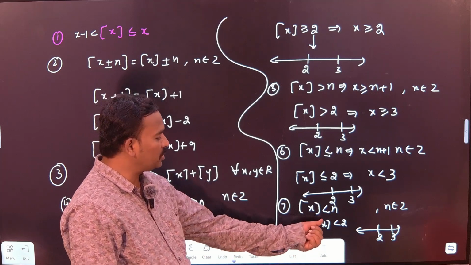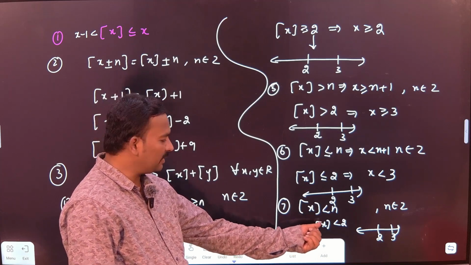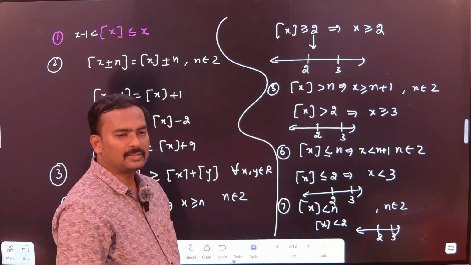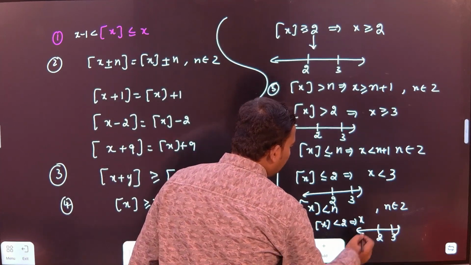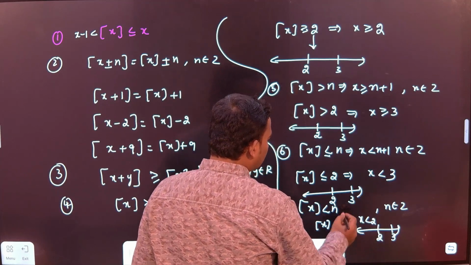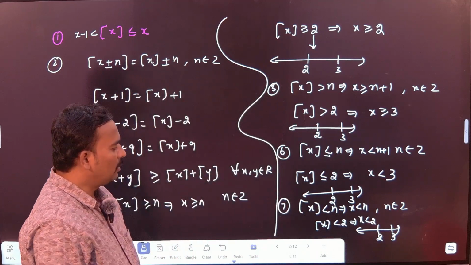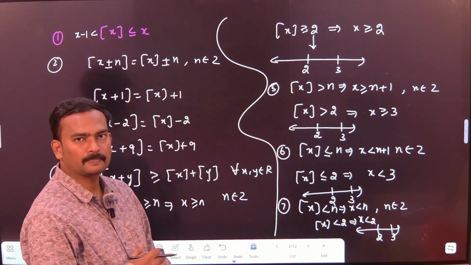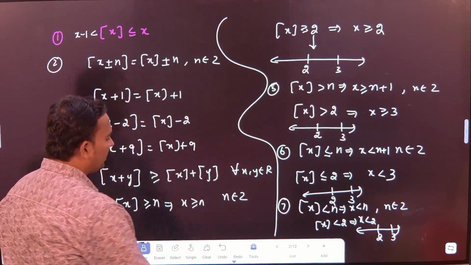If I take more than 2, let's take 2.5, the greatest integer is 2 only. If I take 3, the greatest integer value of 3 is what? 3. 3 less than 2, it's not possible. Therefore, x should be strictly less than 2. That means here x should be less than n. Then only it's satisfied. Okay. So you cannot include 2 also. I hope everyone understood, right? Okay, let's go to the next thing.